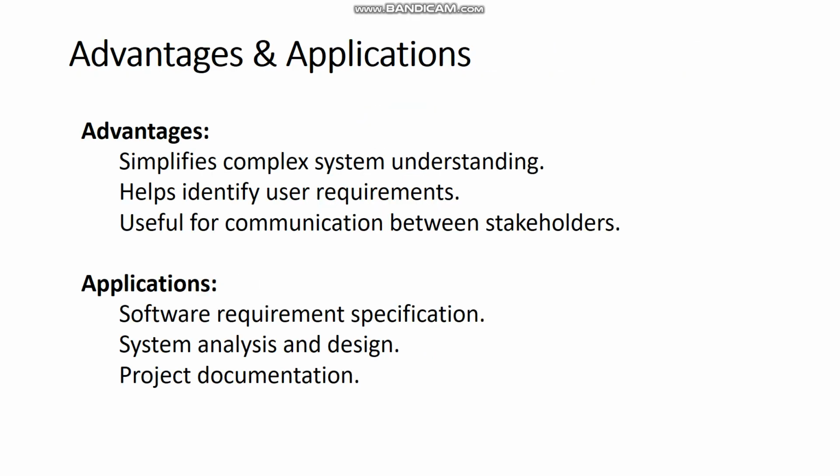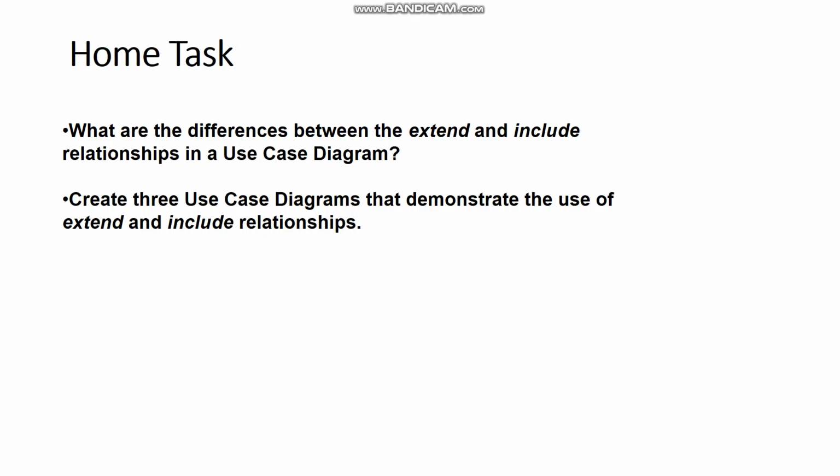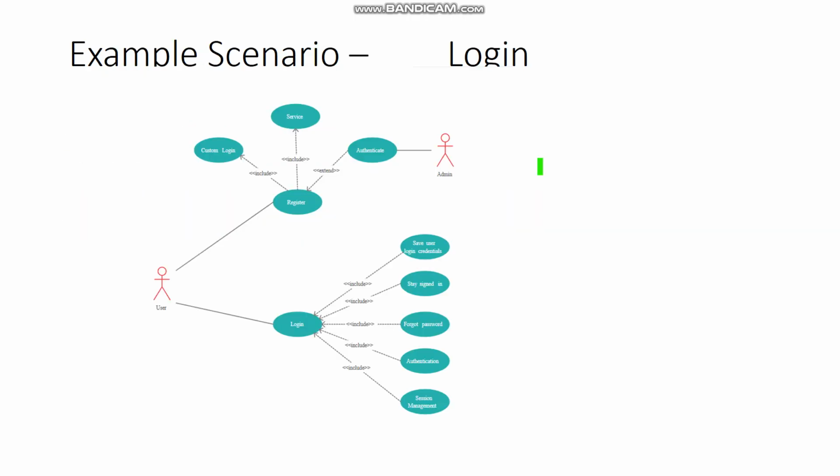The advantages are that it simplifies the complex system, it helps identify user requirements, and it is useful for communication between stakeholders. The applications are software requirement specification. Normally, you will see a use case diagram in an SRS. It can be used for system analysis and design and project documentation. This is one of the home tasks given, and this is basically a login module.